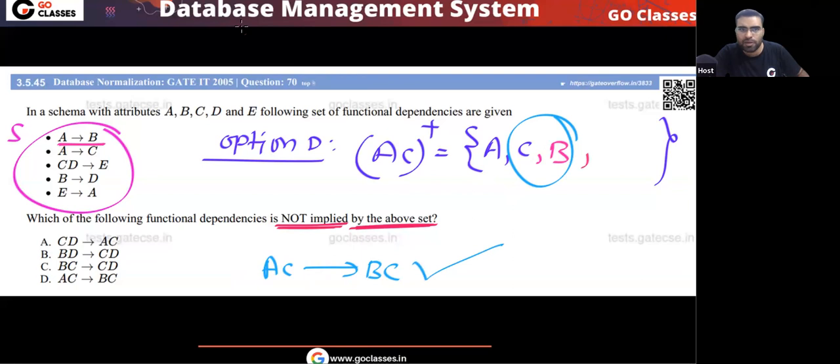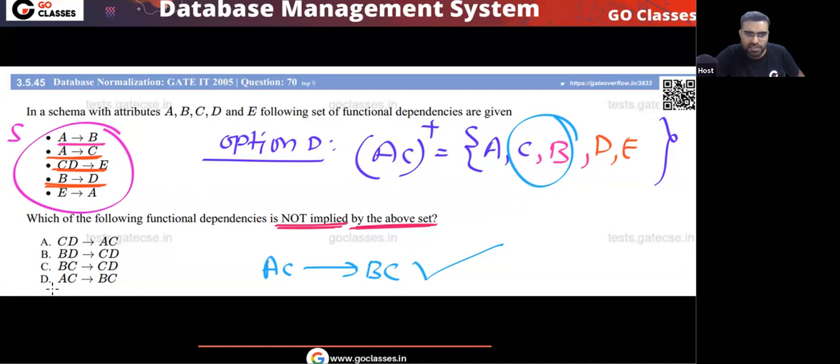But anyway, tell me the complete closure of AC. You can see A can determine C. We already have C. Next, B can determine D, so you got D also. Next, CD can determine E, so you got E also. So you got everything. So anyway, I can say this is also implied.